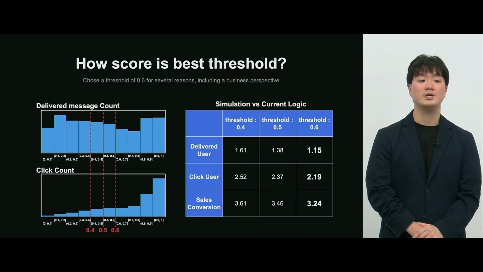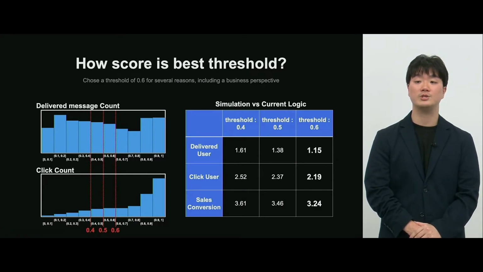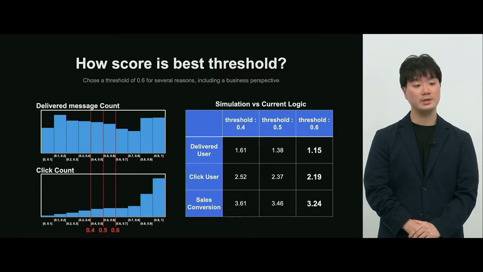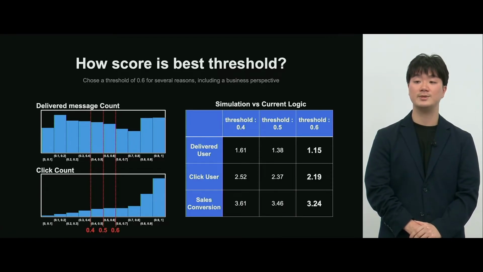And from here, what we can say is that if you check the click graph at the bottom, below 0.8, the clicks do not increase significantly, and that can be forecast. However, the number of messages increases significantly.